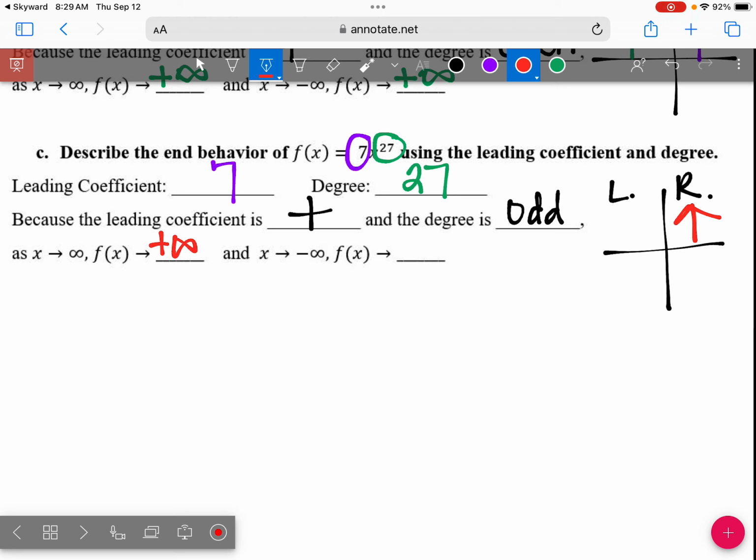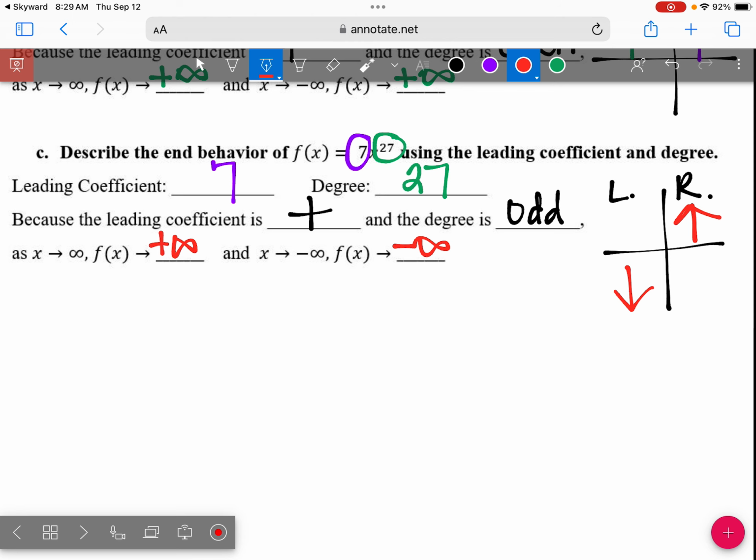on the right. Now the left side is either going to do the same or the opposite. Who thinks it's going to do the same? Raise your hand if you think it's the same. Who thinks it's the opposite? It's the opposite. And what's the opposite of going up? Going down. So the left side is going to go down, which means the left side approaches negative infinity. And that's how you have to think through it in the homework.